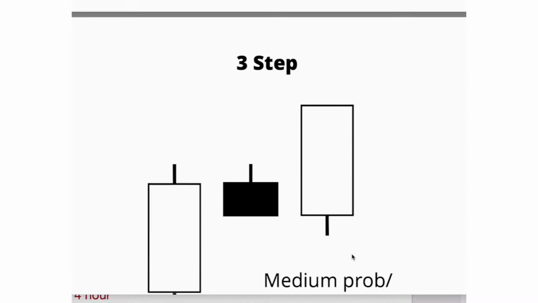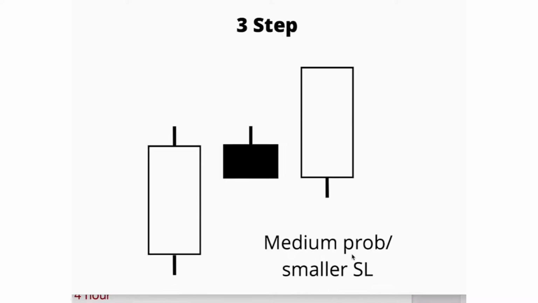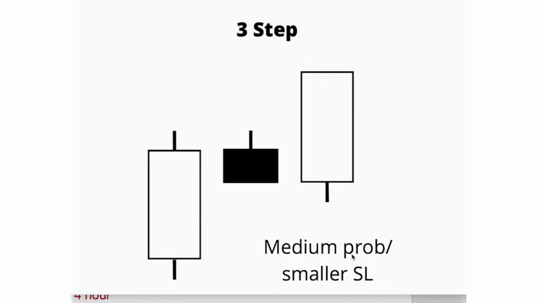The 3-step, there are different names for this. It's a fairly simple pattern, really. What you're looking for, this is a bullish pattern. The same applies to a bearish pattern, but then they'd be all upside down going the other way. But this is a bullish pattern. You'd be looking for this at the bottom of a trend to reverse to go up.